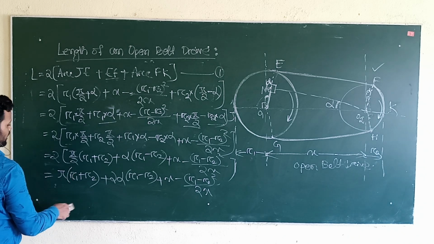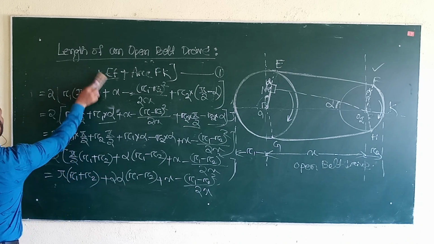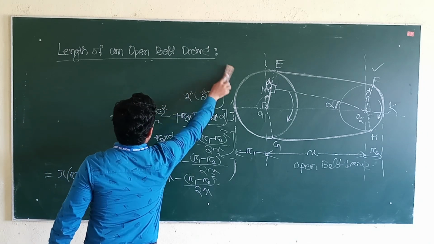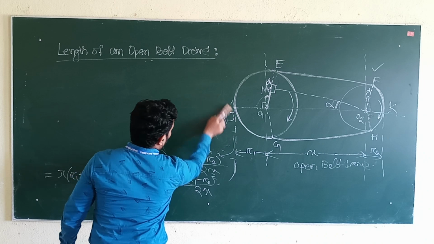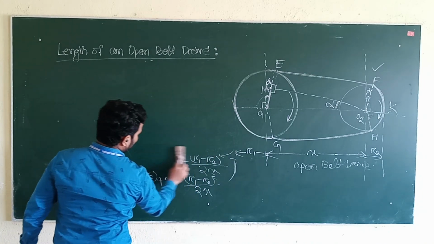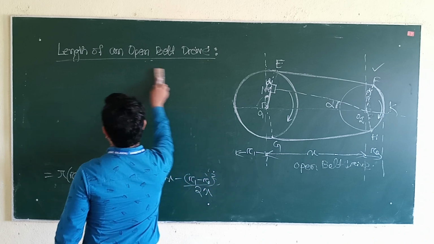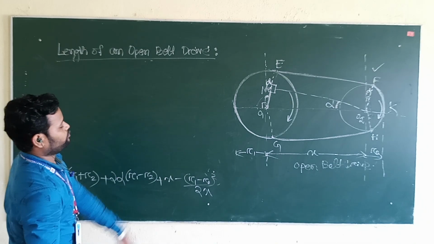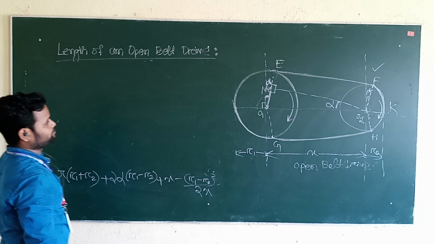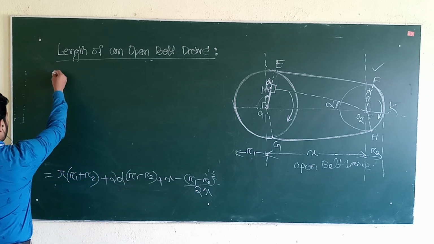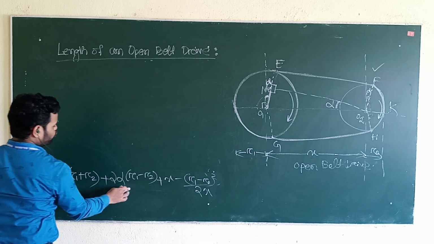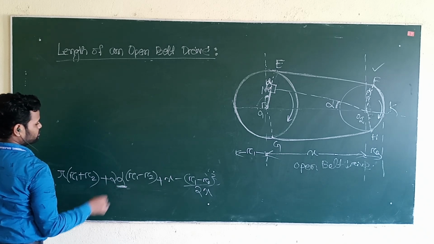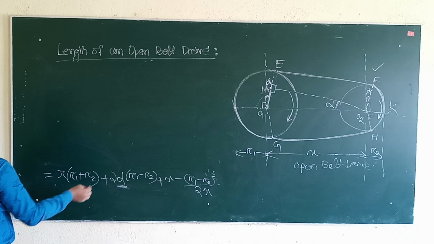So now in the next part we will put this alpha value. Before, we have already calculated what alpha is. I will remind you that I wrote that if the angle alpha is very small, we can write sin alpha equal to alpha equal to R1 minus R2 by x. So putting the value of alpha equal to R1 minus R2 by x in the above expression we write.